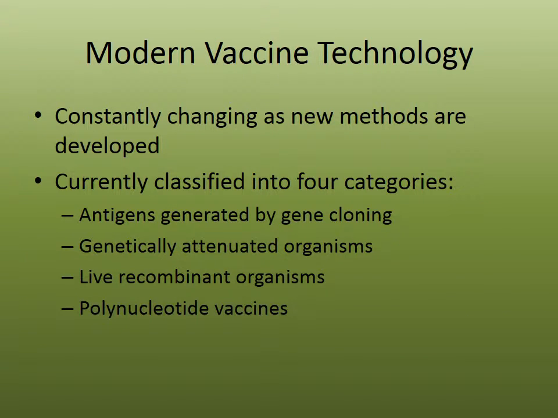Modern vaccine technology is constantly changing as new methods are developed. And this is really great because in the early days of vaccination, as you can imagine, there were a lot more side effects and adverse reactions. But as the technology changes, outcomes improve and the efficacy of vaccines improves. Vaccines are currently classified into 4 categories: antigens generated by gene cloning, genetically attenuated organisms, live recombinant organisms, and polynucleotide vaccines. The ones that we deal with mostly are attenuated organisms, live recombinant organisms, and generally killed vaccines.